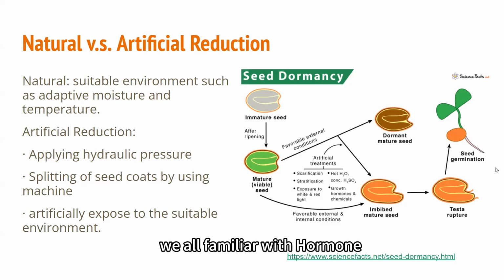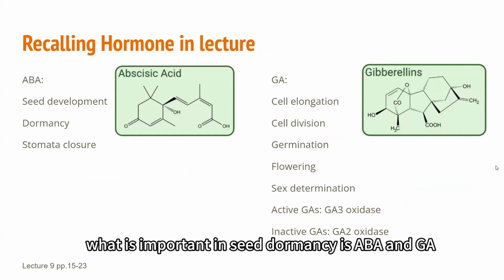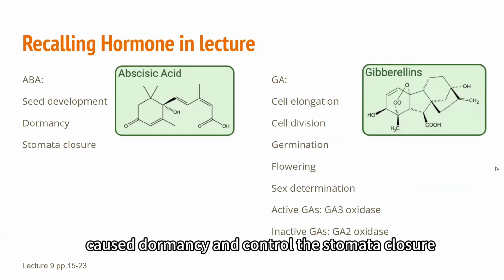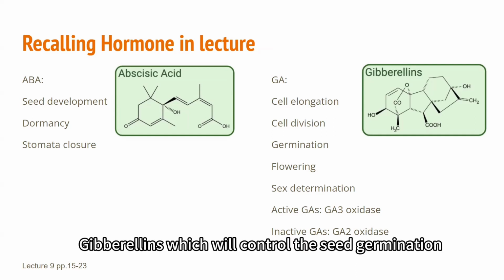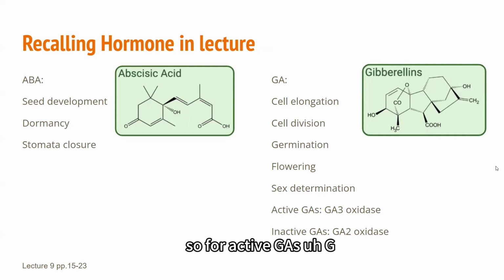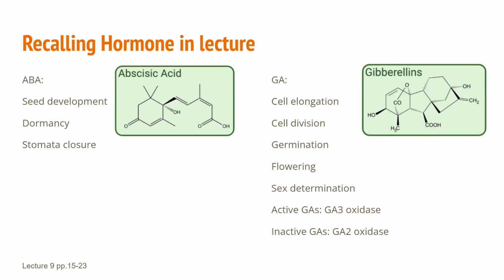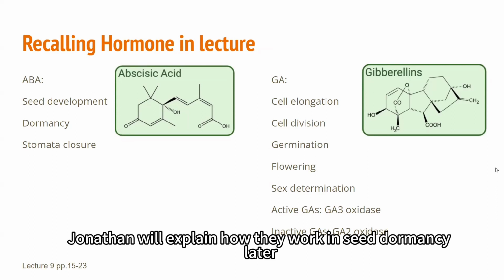We are all familiar with hormones, which are important, so I am going to recall hormones from the lecture. What is important in seed dormancy is ABA and GA. ABA, which is abscisic acid, helps seed development, causes dormancy, and controls stomata closure. GA is gibberellins, which control seed germination. Active GAs are produced by GA3 oxidase. For inactive GAs, it will be GA2 oxidase. Jonathan will explain how they work in seed dormancy later.